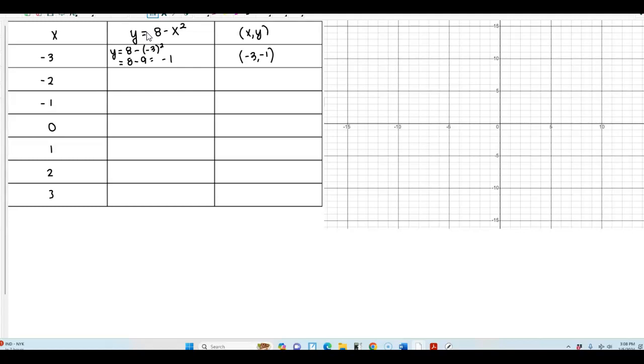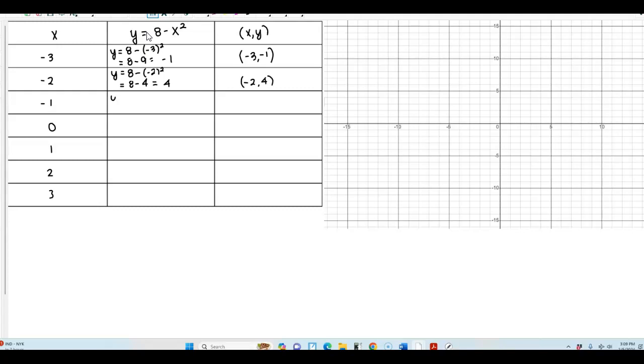Okay, next we're going to plug in the value of negative 2. So y is going to equal 8 minus negative 2 squared. So again, we're going to bring down the 8 and the minus sign, and then we're going to evaluate what's inside the parentheses. Negative 2 times negative 2 is positive 4, and therefore 8 minus 4 is going to give us positive 4. So we have negative 2, positive 4.